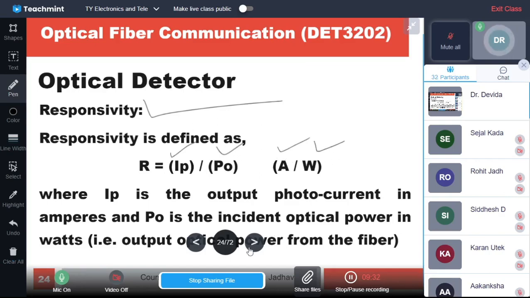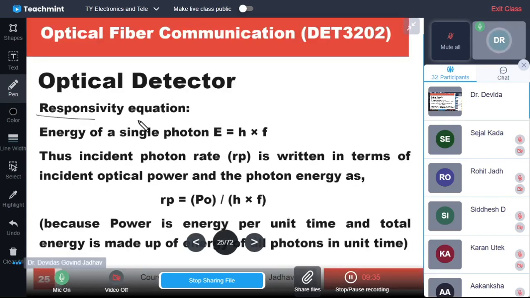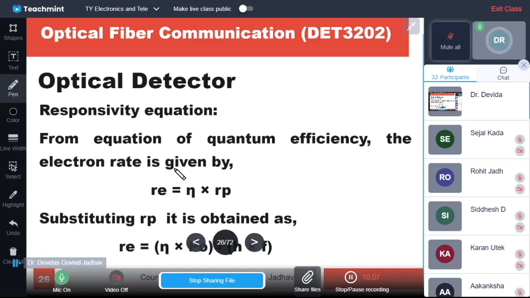So if you want to derive the responsivity equation, we know E is equal to hf. Then the photon rate can be written as Rp is equal to Po upon hf, where Po is the optical power. Power is energy per unit time. Energy in a single second divided by the energy of a photon will give the number of photons in a single second. Total energy is made up of all the photons, and dividing by photon energy gives the number of photons. So from the quantum efficiency, Re is equal to eta into Rp.